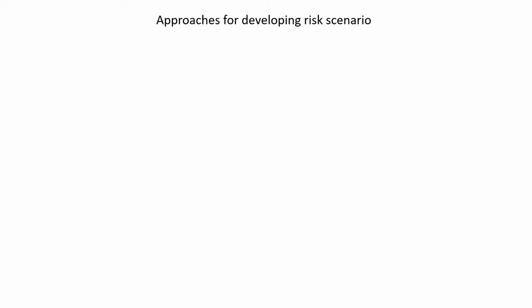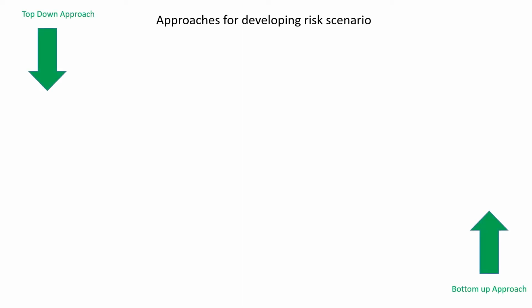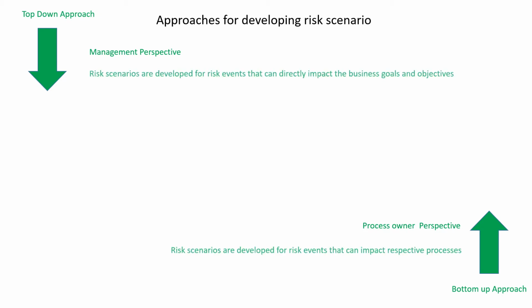What are the approaches for developing risk scenario? Top-down approach and bottom-up approach. In top-down approach, risks are considered from management perspective. In bottom-up approach, risks are considered from process owner perspective. In top-down approach, risk events that can directly have impact on business goals and objectives are considered. Whereas in bottom-up approach, risk events that can have direct impact on their respective processes are given more importance.